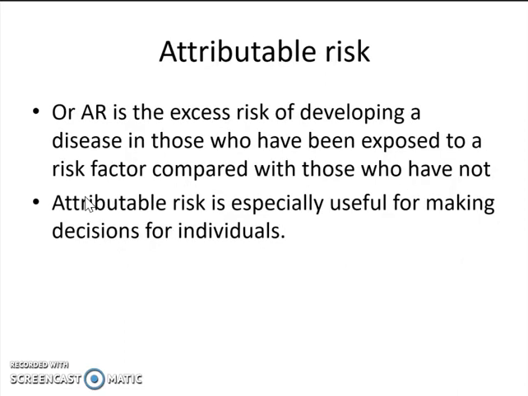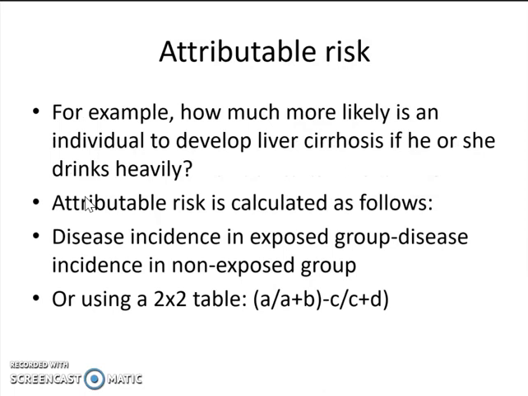Attributable risk, or AR, is the excess risk of developing a disease in those who have been exposed to a risk factor compared with those who have not. AR is especially useful for making decisions for individuals. For example, how much more likely is an individual to develop liver cirrhosis if he or she drinks heavily? Attributable risk is calculated as follows.